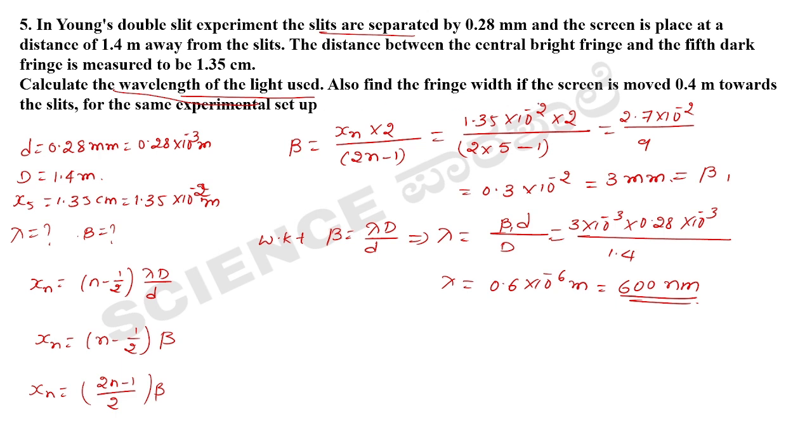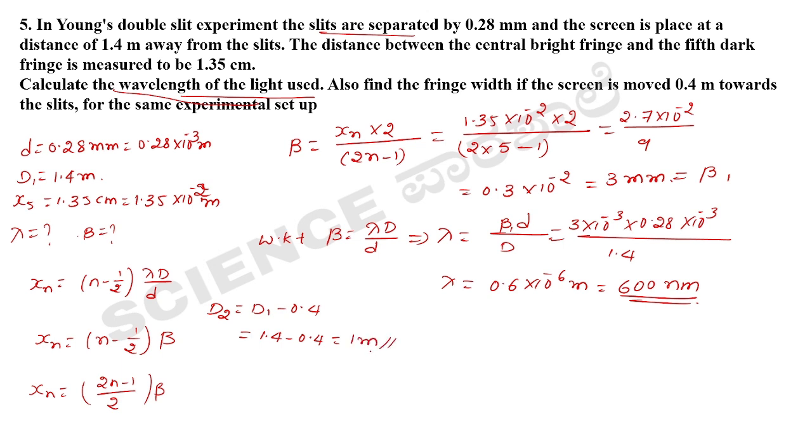Also find the fringe width if the screen is moved 0.4 meter towards the slit. See, d2 is equal to d1 minus 0.4. This we have to take as d1. We are moving 0.4 meter towards the slit. Okay, see here, what is d1? 1.4 minus 0.4 is equal to 1 meter. d2 is equal to 1 meter.